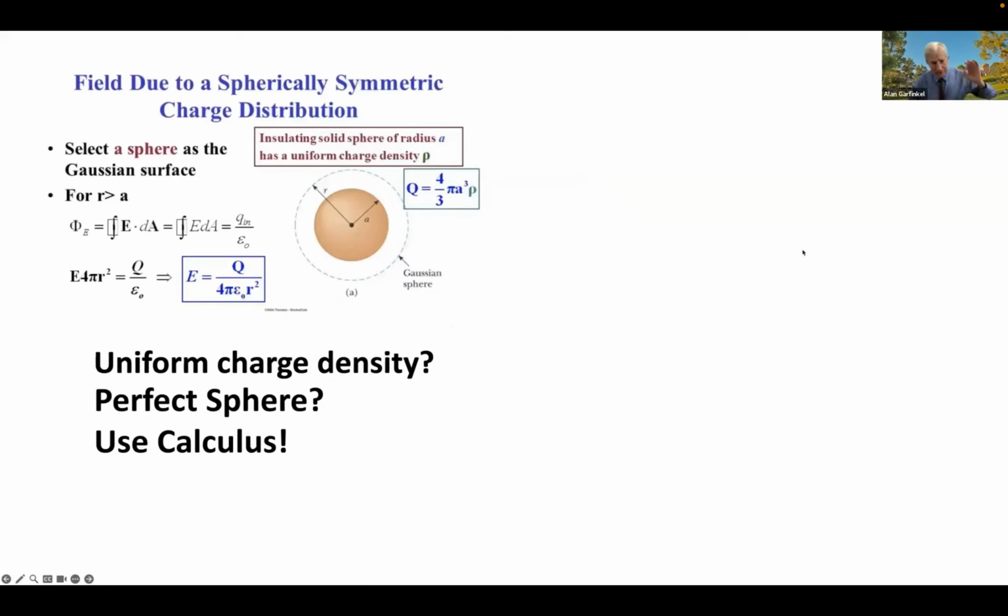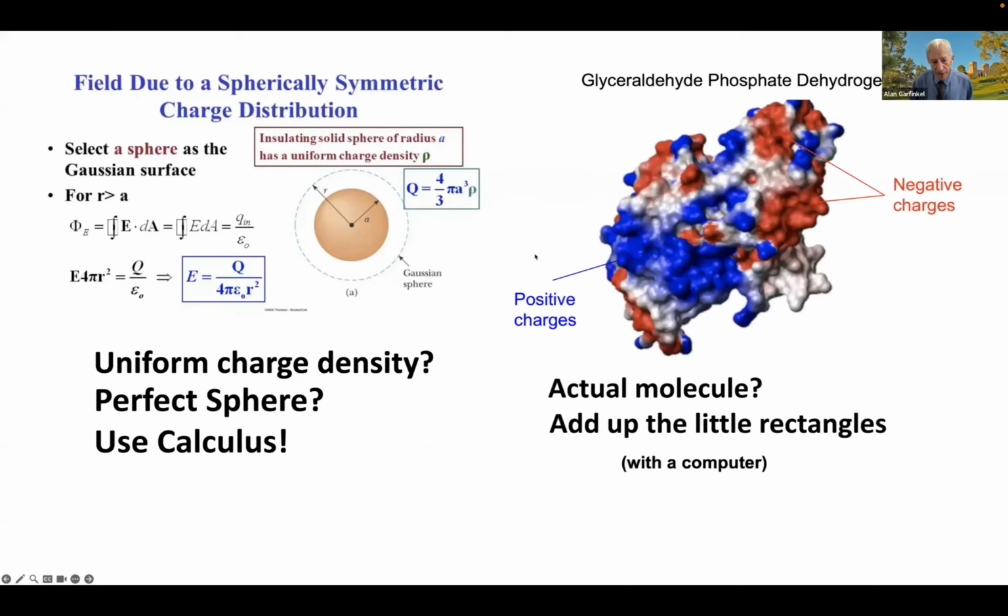So this is what I'm saying from a research point of view, from what the student is going to get exposed to instantly in sophomore and junior years. And this is the problem. If you have a spherically symmetric charge distribution, a uniform distribution on a perfect sphere, we can use the integral and find the antiderivative of the constant function, and we can use calculus. Then the student takes a biology class, and they look at an actual molecule, and they want to get the field due to the charge distribution, and the only answer is add up the little rectangles.